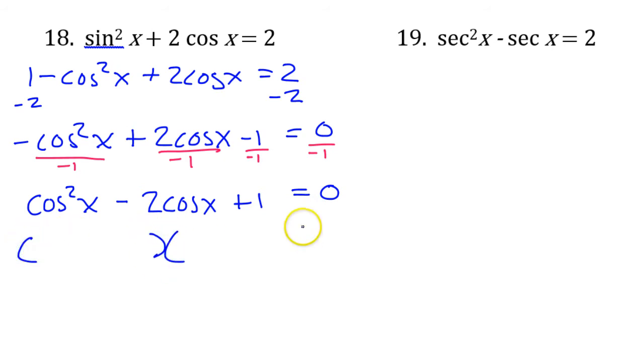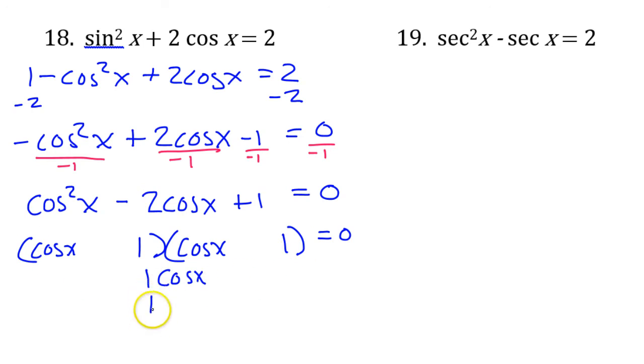Now I can factor. So this should factor as a binomial times a binomial. Cosine squared x can only factor as cosine x times cosine x. 1 can only factor as 1 times 1. Inner plus outer equals middle. So inner, I have 1 cosine x. Outer, I also have 1 cosine x. The middle is negative 2 cosine x. That will happen if both of these are negative. That works because negative 1 times negative 1 is positive 1. So there we have factored it.